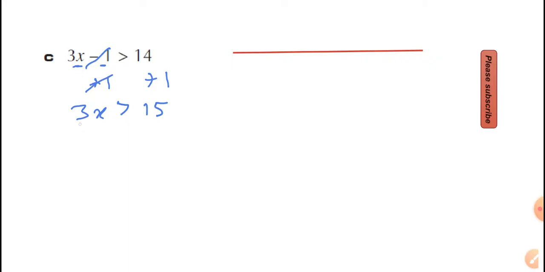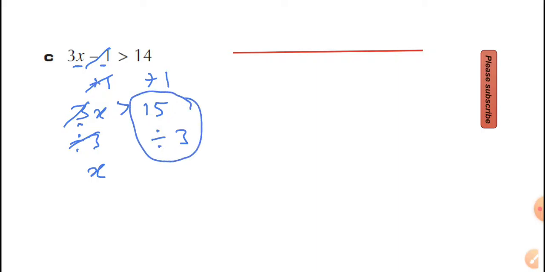Now to get x on its own, I have to get rid of this times 3. That means I have to divide by 3 on both sides. So divide by 3 here, divide by 3 here. The times 3 and the divide 3 cancel out, leaving just x. On the right hand side, I have to do 15 divided by 3, which is 5. So x has to be greater than 5.